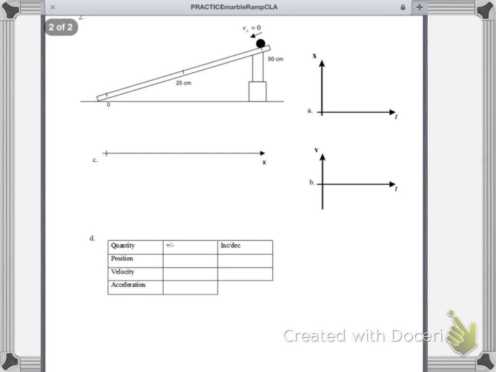And then number 2, we see that we're starting at an initial position of 50 centimeters this time and heading to the left down the ramp towards a position of 0. So if I call my 0 point on the left and 50 centimeters on the right, I'm starting at 50 centimeters and my velocity starts at 0, and then as it goes down the ramp, it will slowly begin to increase as it goes down the ramp towards the left.